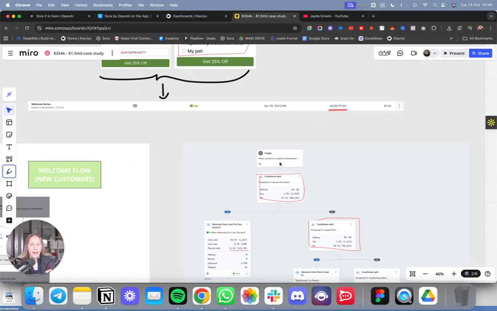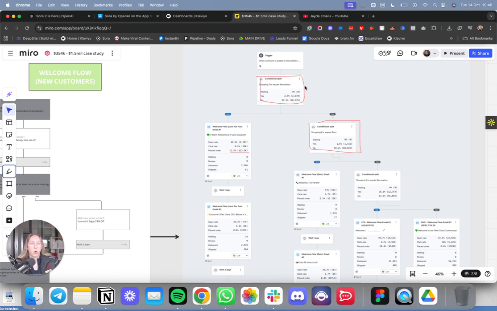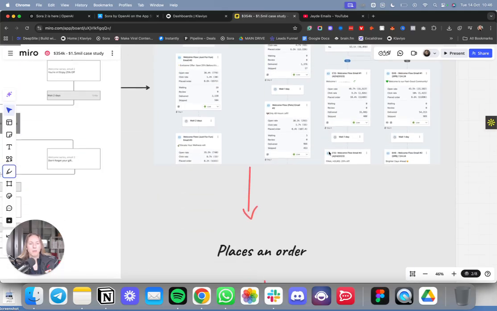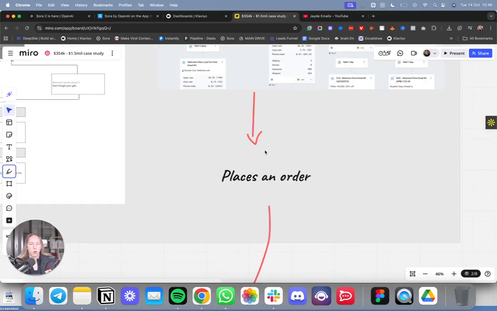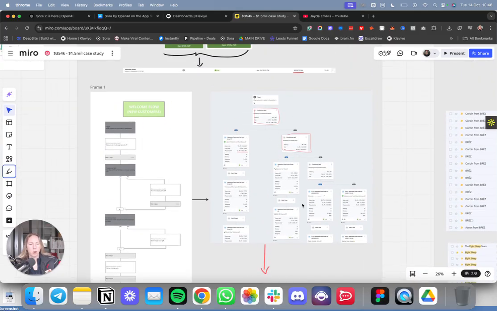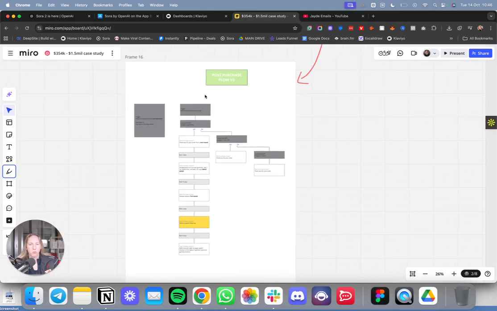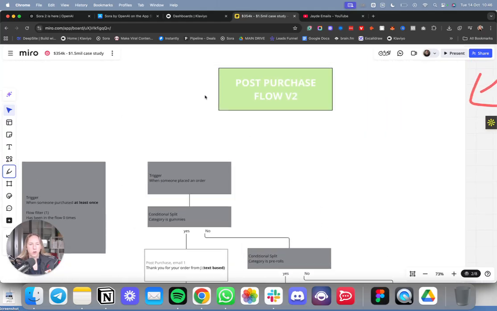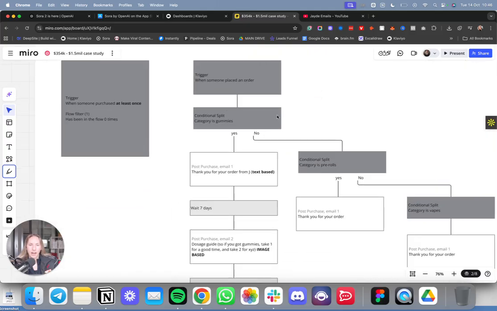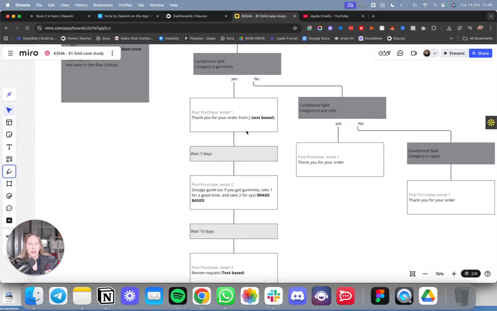What we do is we actually filter out anyone that purchases during this welcome flow, and we put them instead into a post-purchase flow. So as soon as they enter our funnel, they're going to convert, and once they convert, we want to push them out into a post-purchase flow. Now, this post-purchase flow is super simple. We base it on categories again. So if they purchase gummies, we're going to send them, hey, thank you for your order.